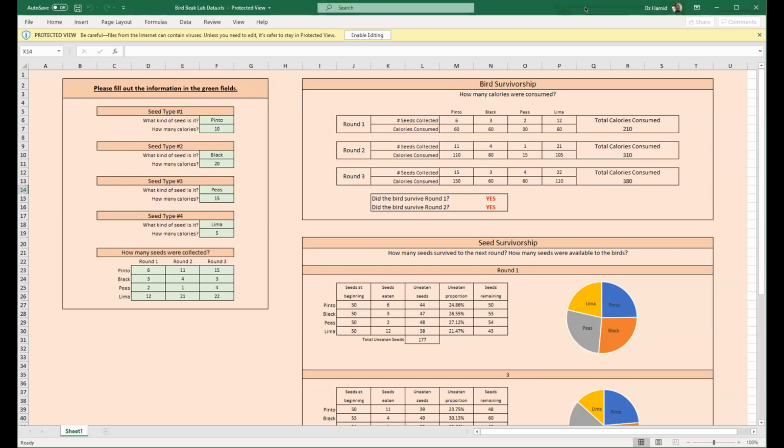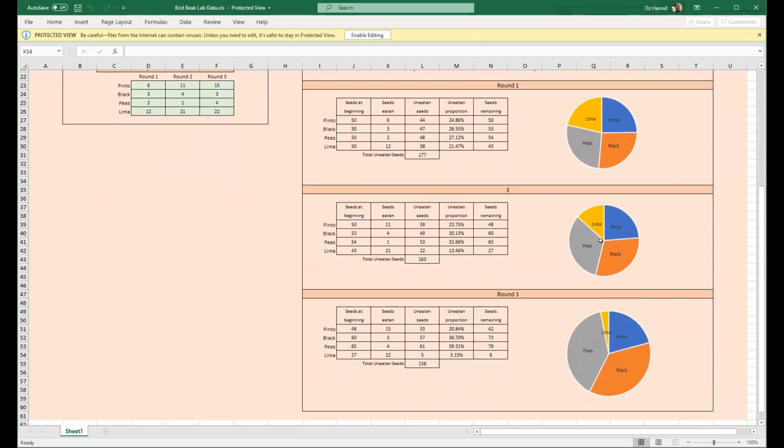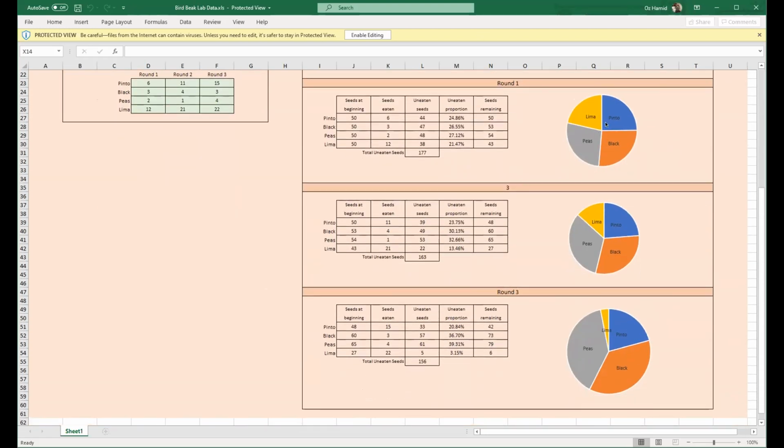And that is shown here. So if you look at this graph, in the beginning, in round 1, we are starting with, remember, the same amount of pinto beans, black beans, peas, and lima. We're starting off with 50 for each one. When we move on to round 2, what did we see?